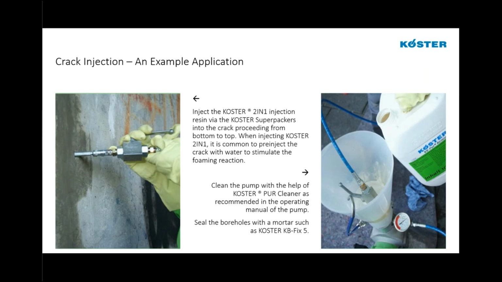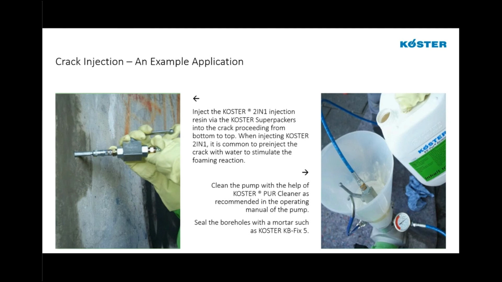When we're injecting 2-in-1 into either a moist crack or a crack where we don't visually see water, it's very common to pre-inject the crack with water, or expose that crack to water before the injection process begins, to stimulate the foam reaction. This can be done either by exposing it to water on the surface if the surface of the crack is open, or we can take our ports and inject water through them using a hand pump or the KOSTER foot pump, or even a one component pump like the 1C pump.